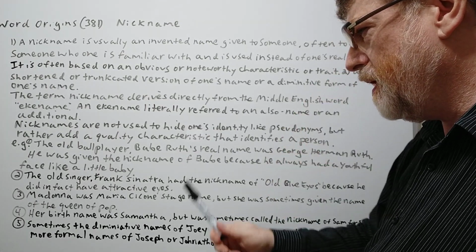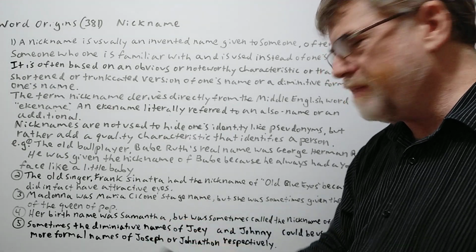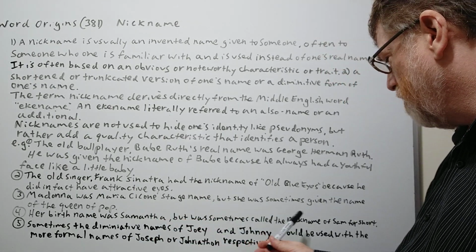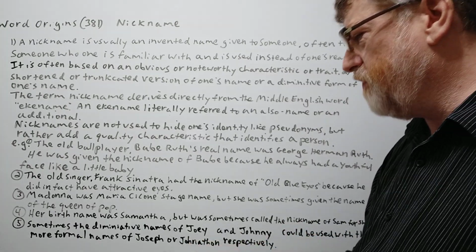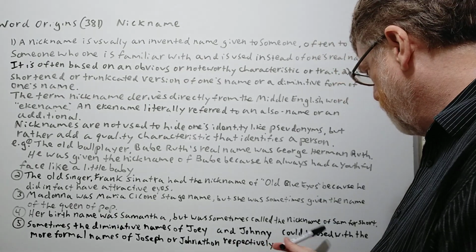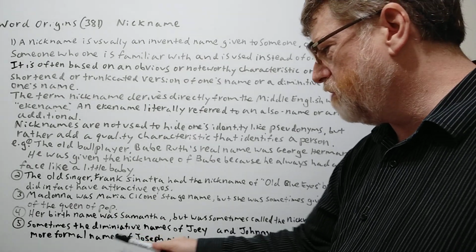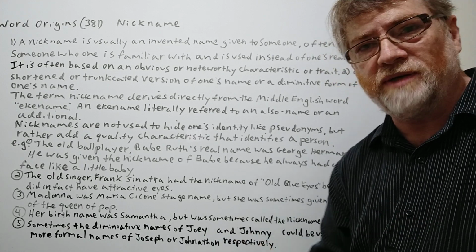Okay. All right, and number 4 here. Her birth name was Samantha, but was sometimes called the nickname of Sam for short. Okay, good. And number 5, sometimes the diminutive names of Joey and Johnny could be used with the more formal names of Joseph and Jonathan, respectively.